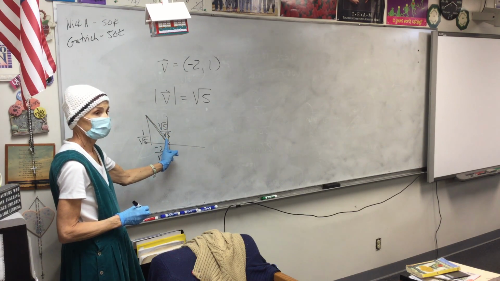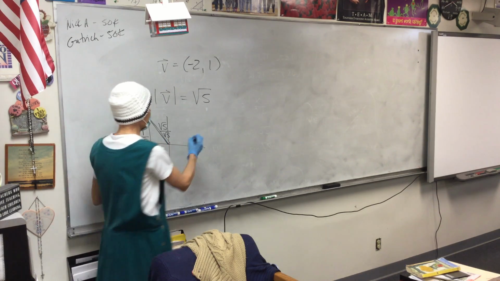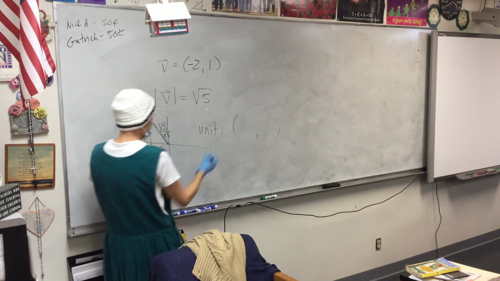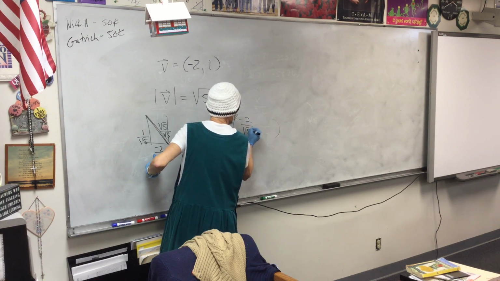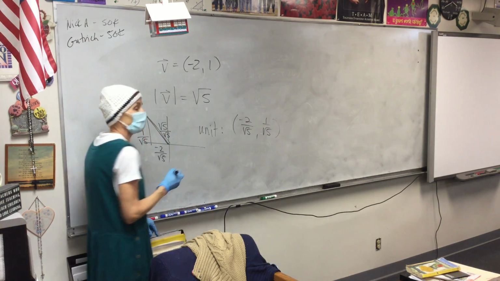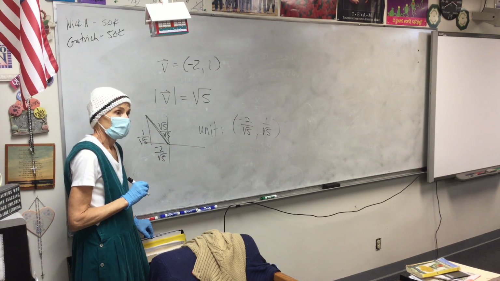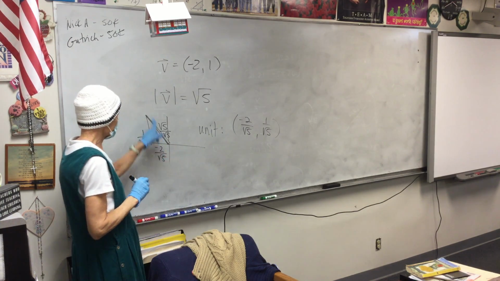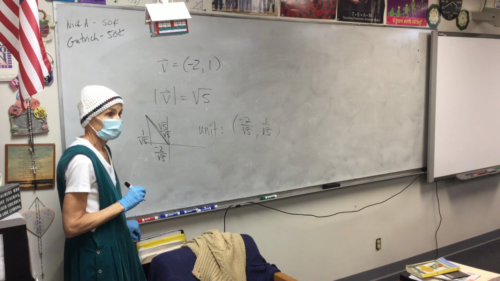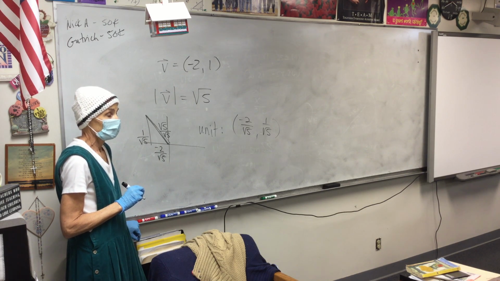They are all vectors, but they're the new vector then. So your unit vector is going to be negative 2 over root 5, 1 over root 5. I'm not done yet. That's my first step. Root 5 was the magnitude of the original vector. Pythagorean theorem. We talked about that a couple days ago.